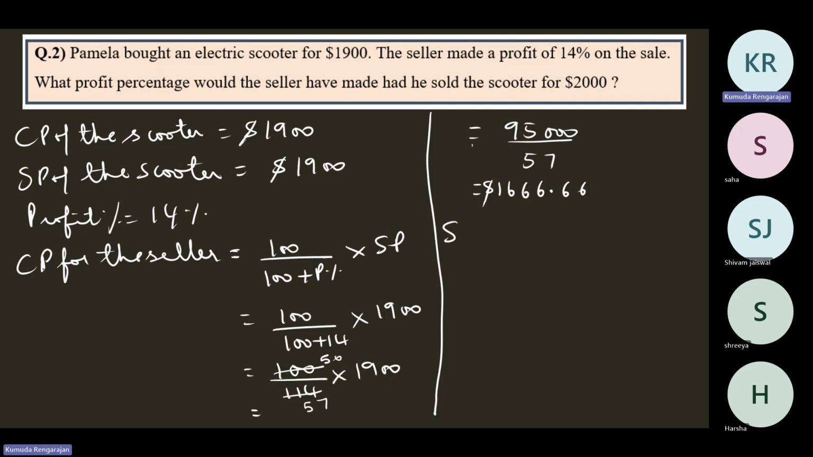So selling price, again from the seller's point of view. For the seller, the selling price is 2,000, the selling price of the scooter. So what's the profit then? What's the profit?